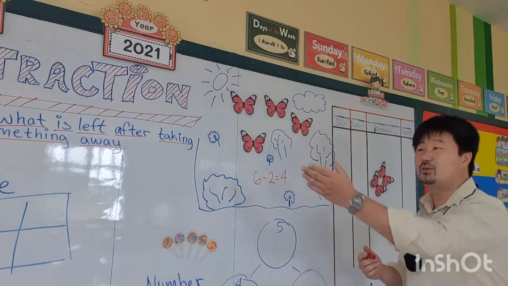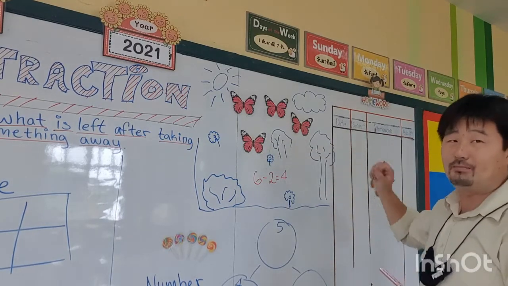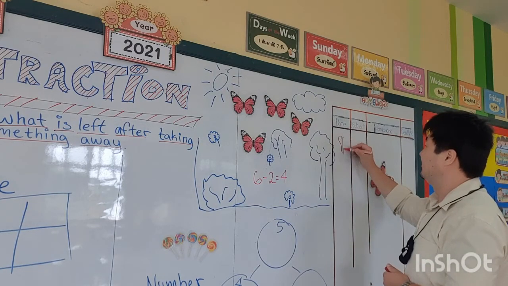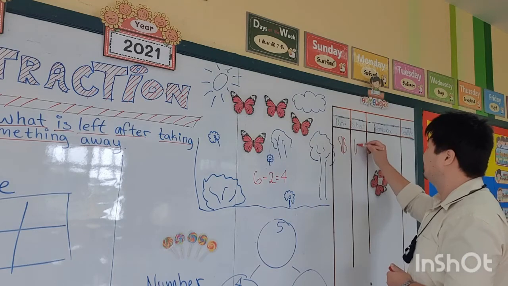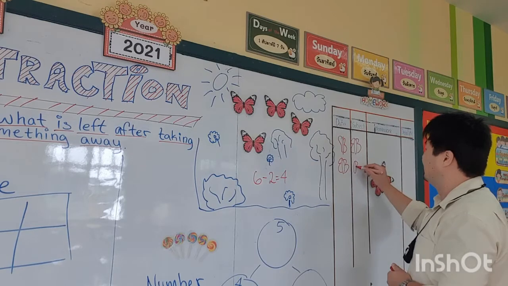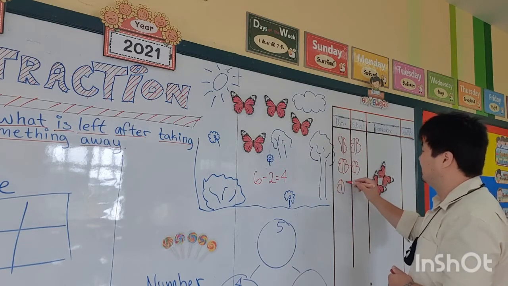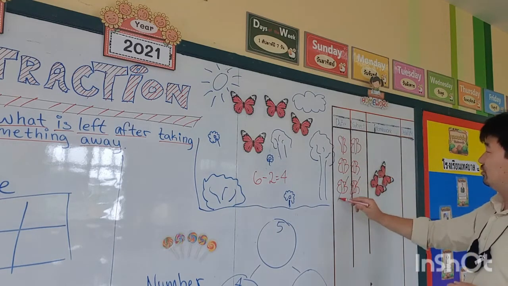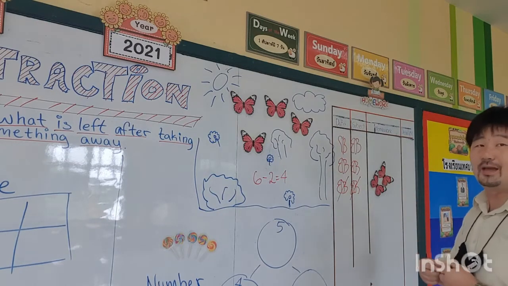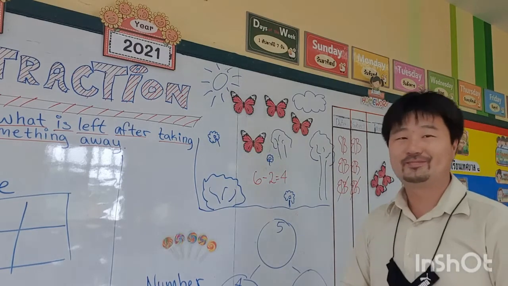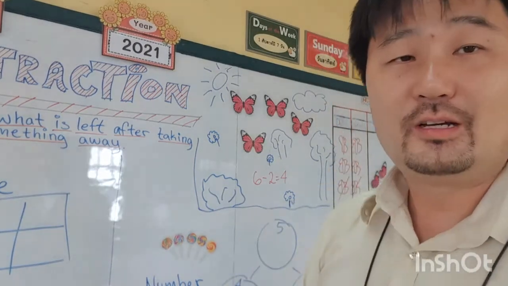But same as with apples, if you cannot take away pictures like I did, then you can draw them. So you have 6 butterflies, and then 2 flew away, you cross out 2, and then you count the remaining butterflies. 1, 2, 3, 4. Okay? Alright, good. Everyone understands?